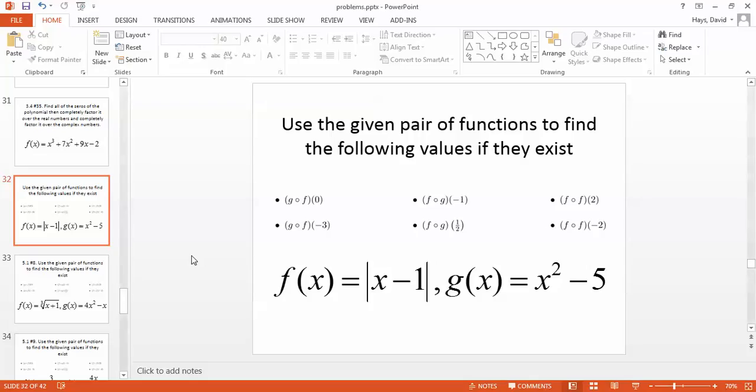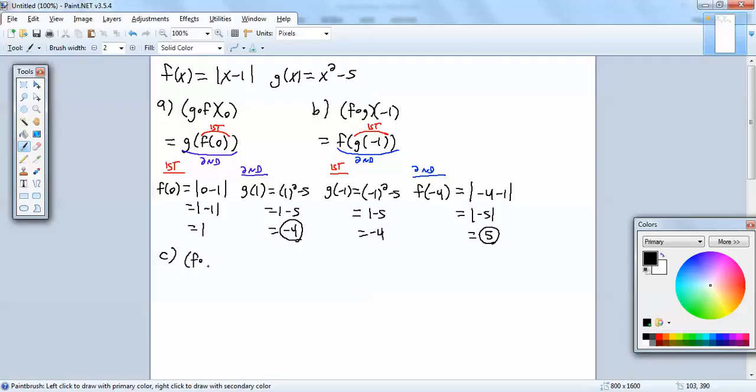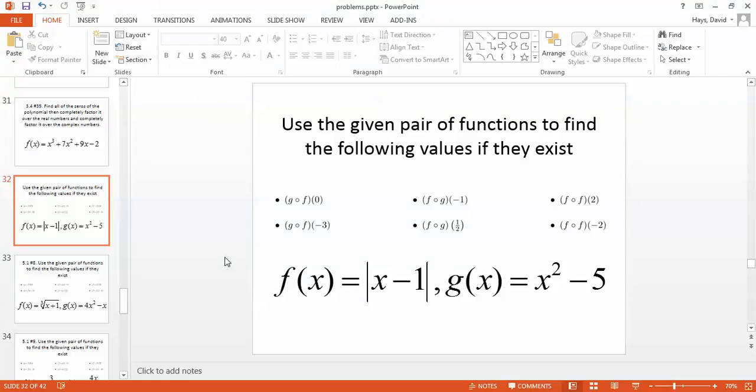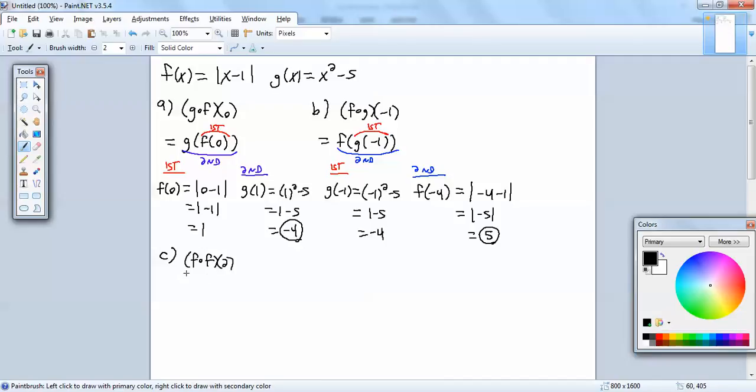Now c. We want to find a composition of f and f of 2, which we rewrite as f of f of 2. Now again, we're going to focus on what's inside first, the inner. So we're going to be finding f of 2. I'm going to go to my f of x, which is the absolute value of x minus 1, and plug 2 in for the x. So I get the absolute value of 2 minus 1, the absolute value of 1, which simply gives us 1.